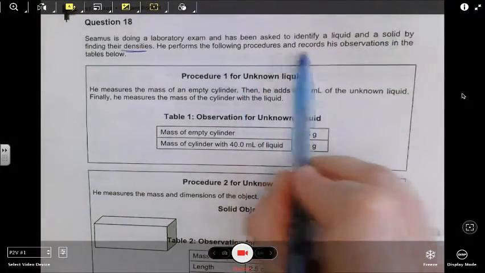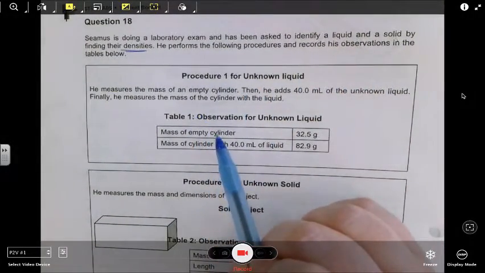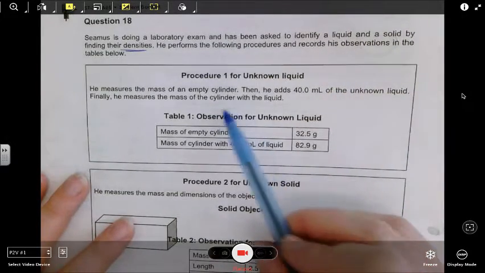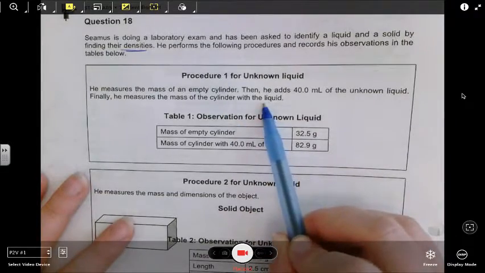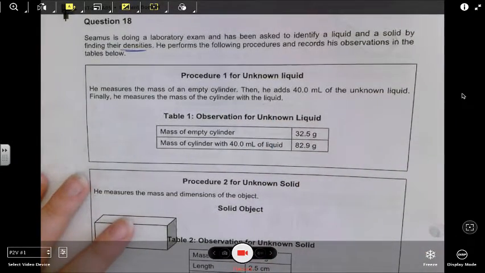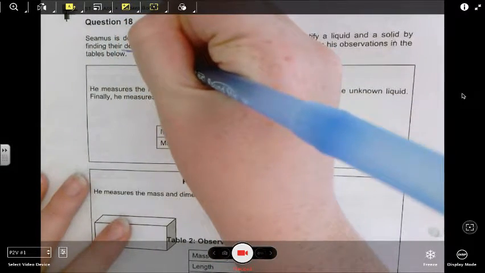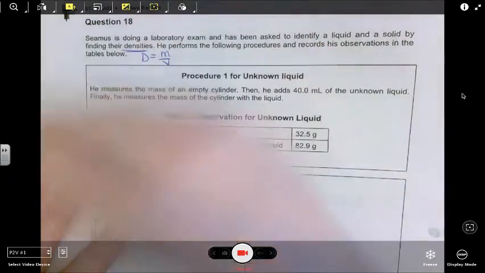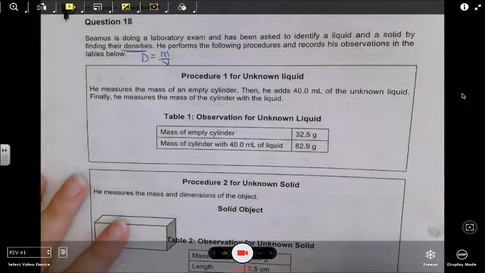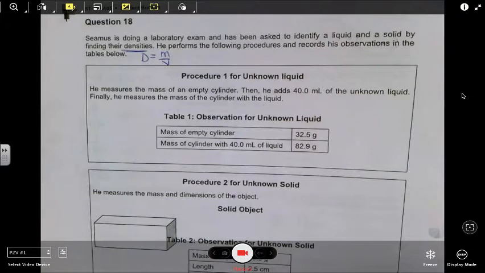So he performs the following procedure and records his observations in the table below. All right, so he measures the mass of an empty cylinder. Then he adds 40 milliliters of the unknown liquid. Finally, he measures the mass of the cylinder with the liquid. Okay, so we have to first of all realize that when it says density here, density equals mass over volume. Okay, so that formula, if you don't remember it, just keep in mind that you have an appendix at the back of your exam, and that formula will be in the appendix, okay? But it's just mass over volume, all right?